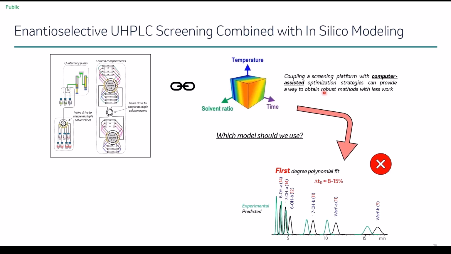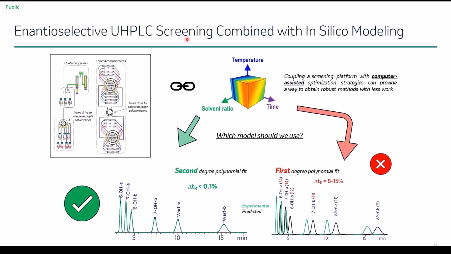If, for example, we stick to a more generic, more traditional linear first-degree polynomial fit equation, what we can see is that we do obtain experimentally a method that seems to work. However, this is not a method that is reproducible in experimental conditions. If, however, we change the model, and this is something that LC simulator gives us the possibility to do, we can have something that has a higher correlation between experimental and the predicted conditions.